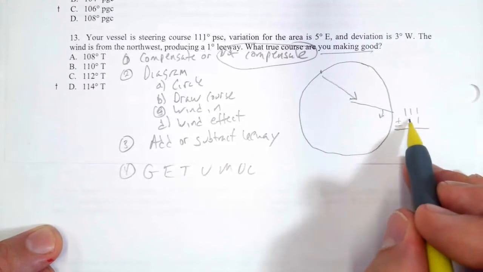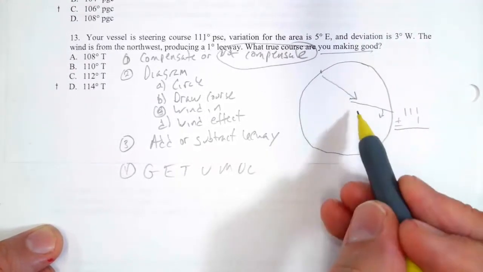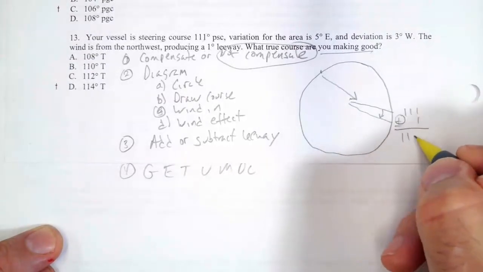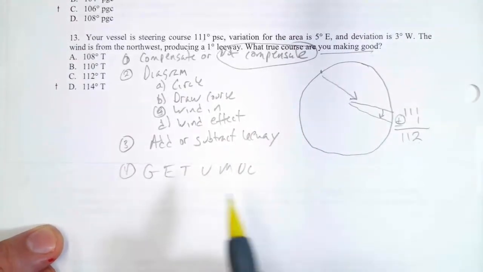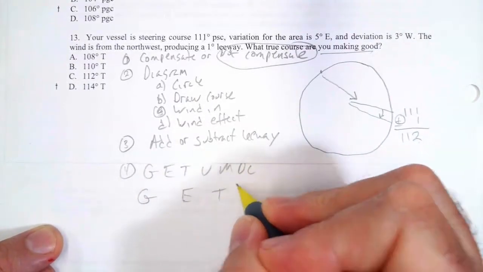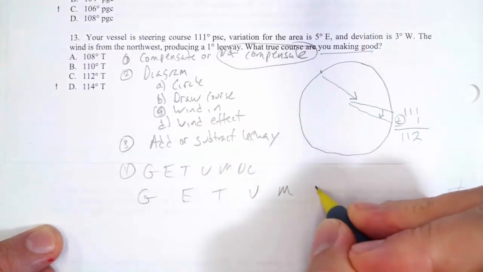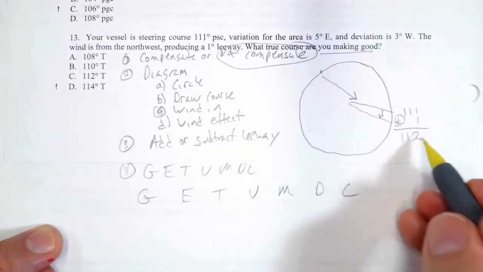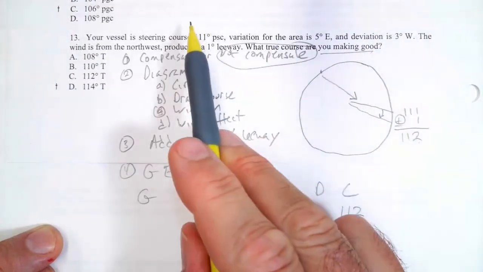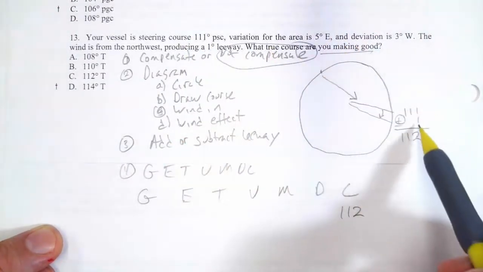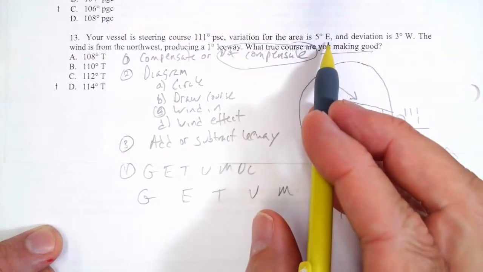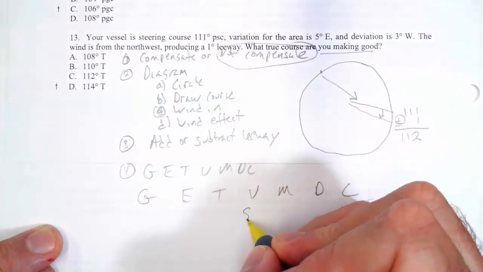Now, I look at this diagram and I'm going to end up tracking something larger than 111, so I'm going to plus. So this is going to be 112. Now I take this and go to get TVMDC. I should have drawn this a little bit bigger. So 112 goes here. In the previous example it was true, so it would go there, but since I'm doing it by compass, it goes here. Now I can put in my variation, that's 5 east.